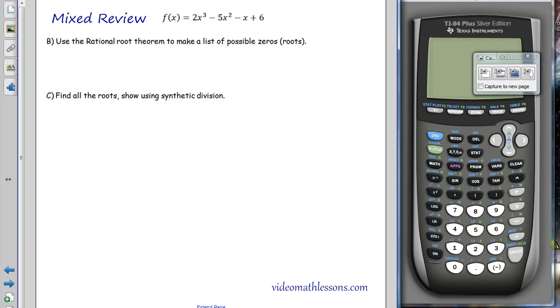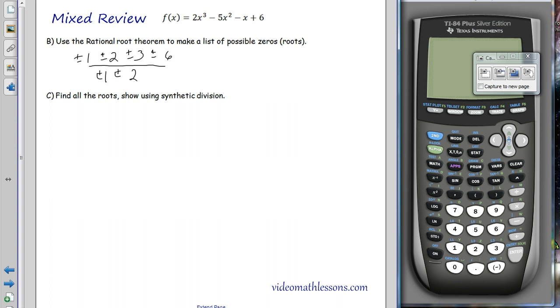Part B. Use the rational root theorem to make a list of all the possible zeros, the roots. So what we do is we put the factors of the back over the factors of the front. So we're going to break down 6. It'll be 1 times 6 and 2 times 3. And it's all the variations, so it's positives and negatives. And factor the front, 1 and 2. Positives and negatives.